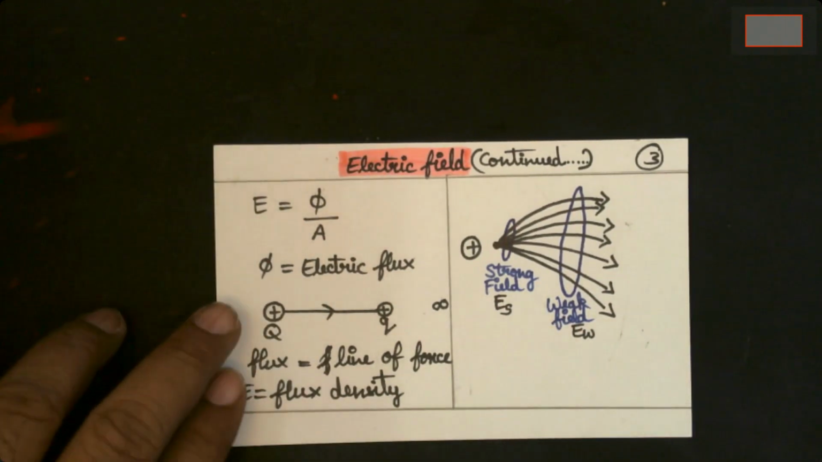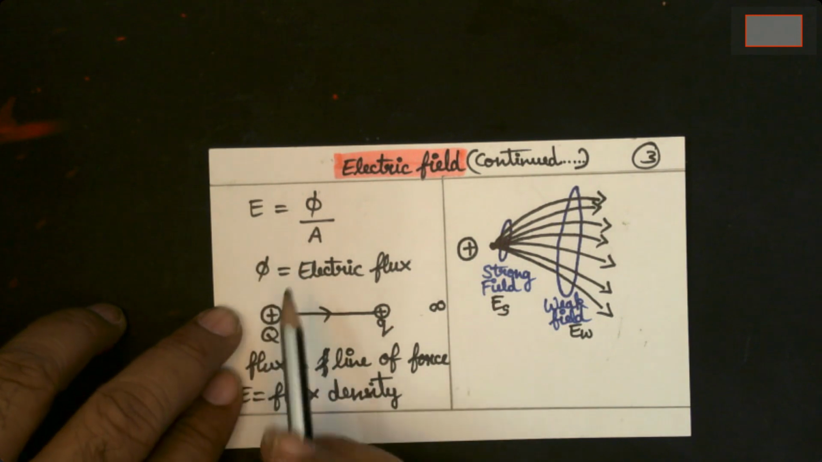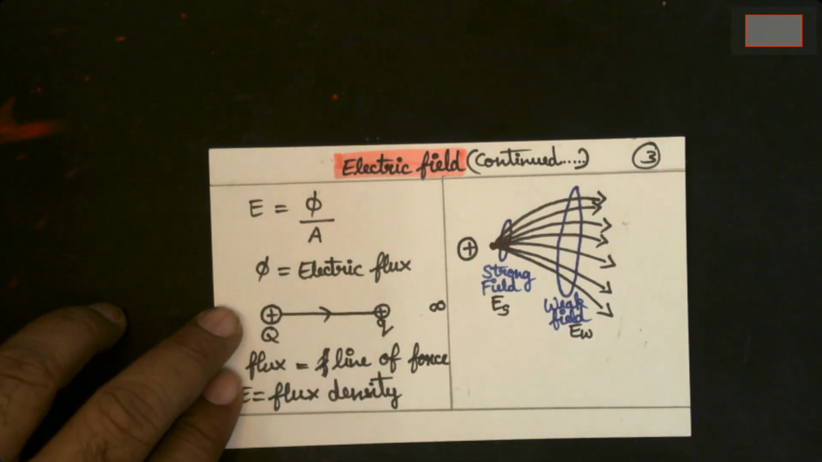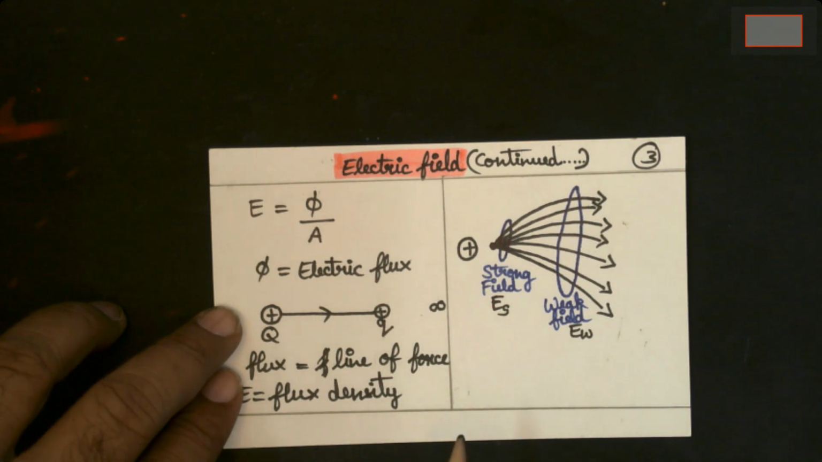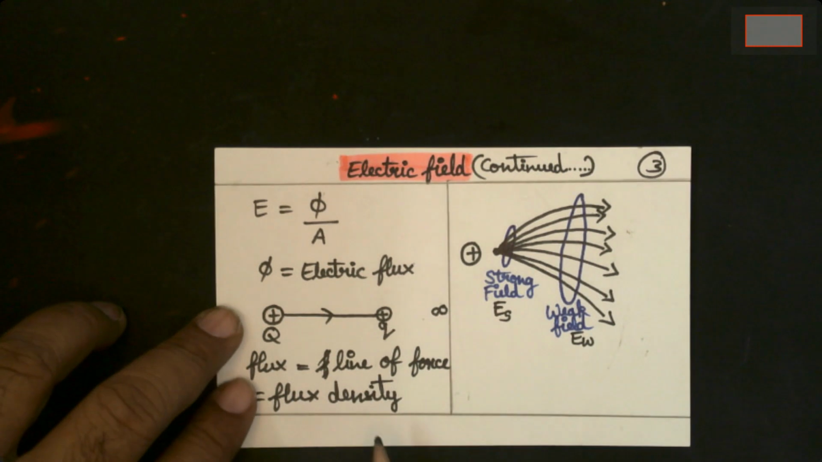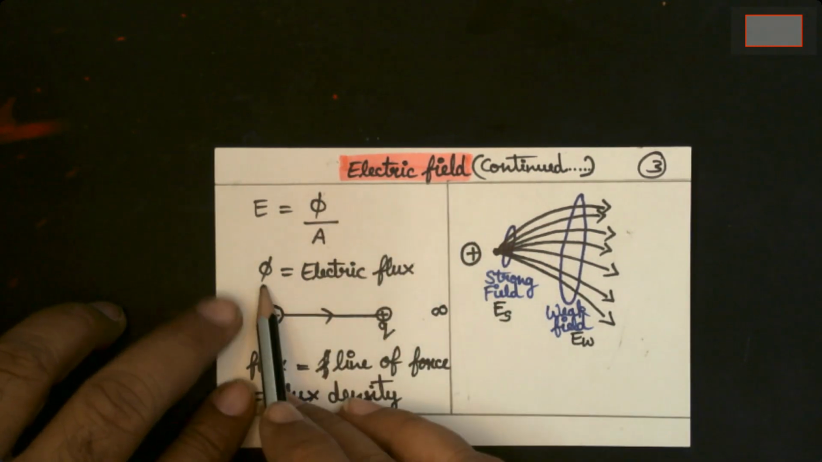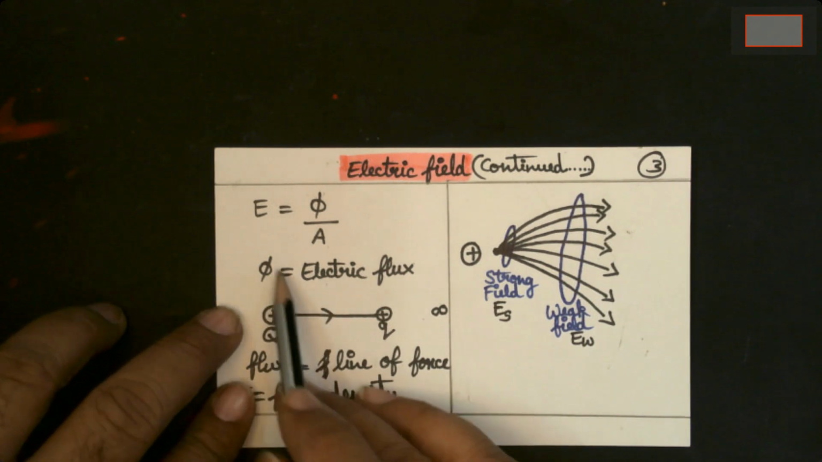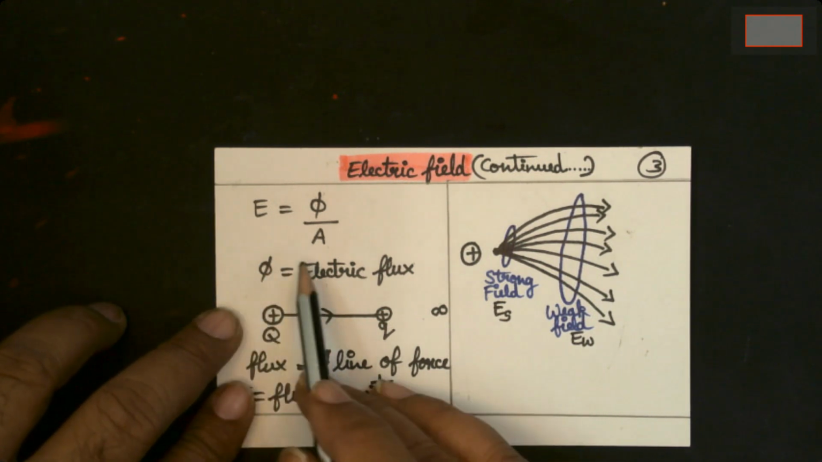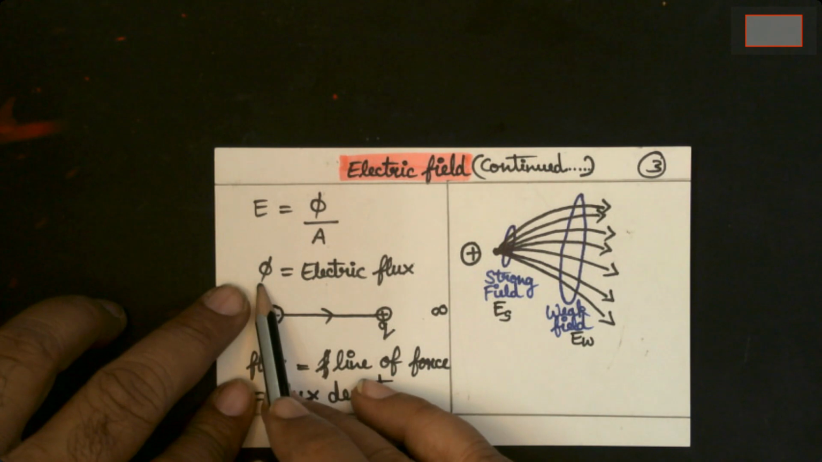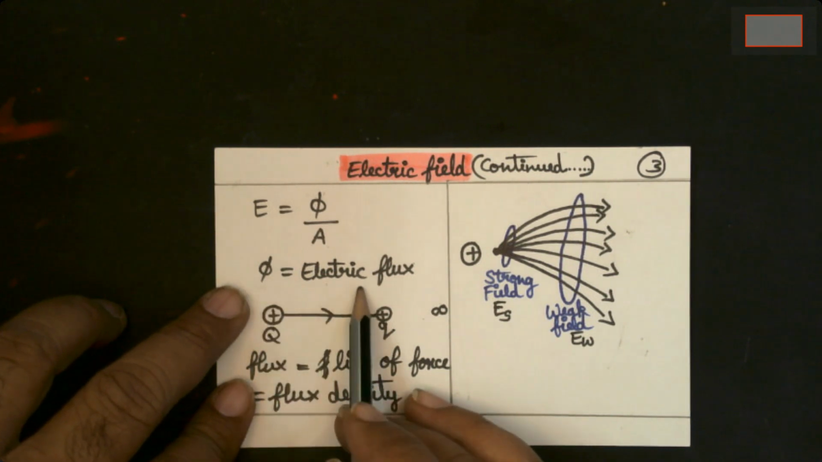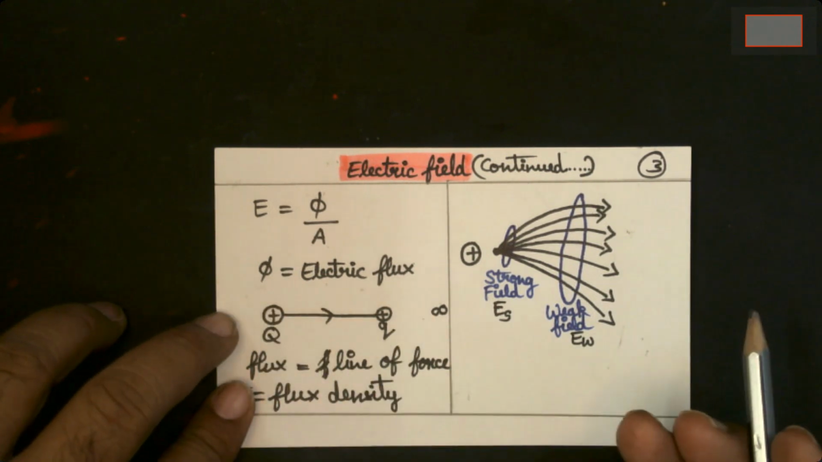Next, as I already mentioned, the electric field is also called electric flux density. What do you mean by electric flux density? Flux is nothing but a force line, electric field lines or force lines. So the flux divided by A. So phi represents, this is called phi. It should be termed as phi. So phi is equal to electric flux.